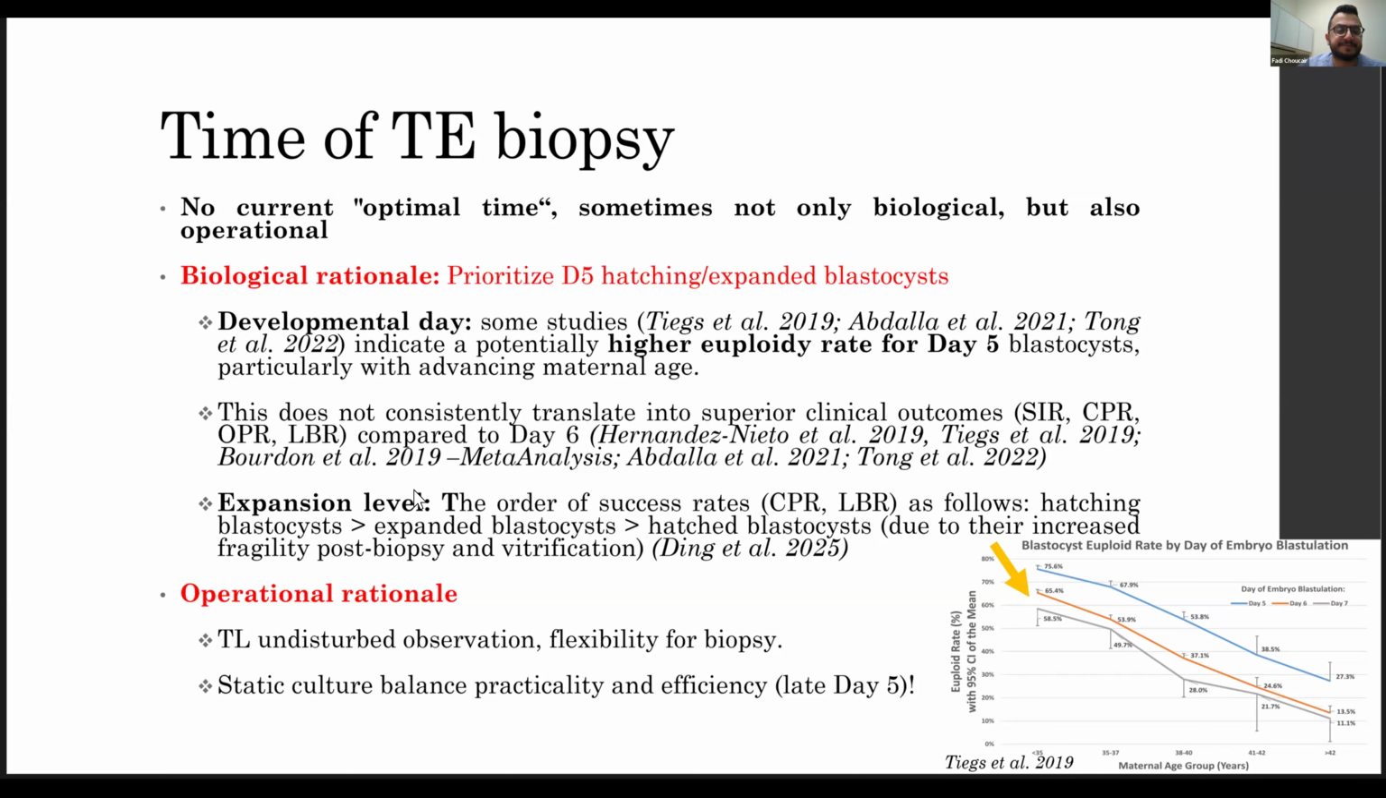As for expansion level, the order of success in terms of clinical outcome is as follows: hatching blastocyst, superior to expanded, superior to hatched, because a fully hatched blastocyst is very fragile and might increase fragility post-biopsy and vitrification. So, biological rationale: prioritize day 5 hatching expanded blastocyst.